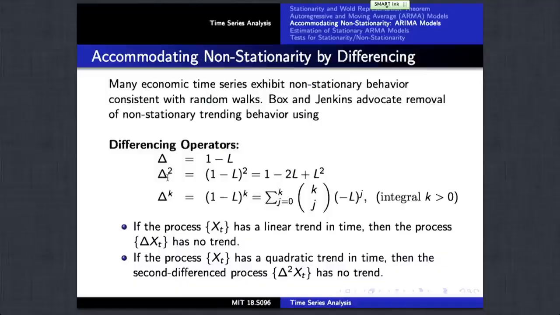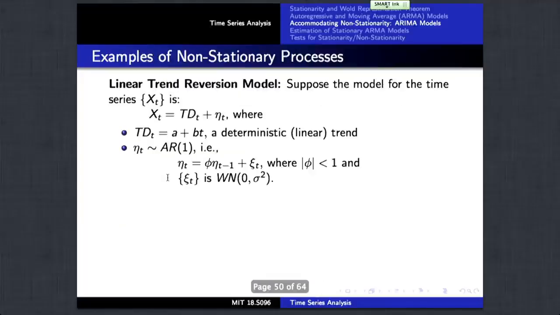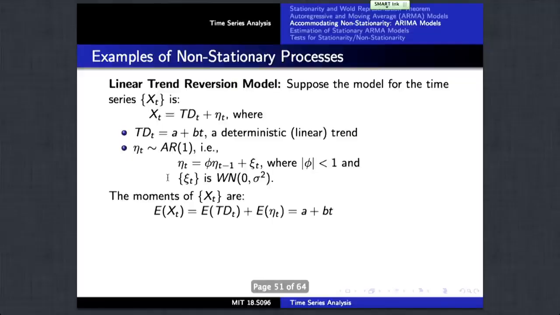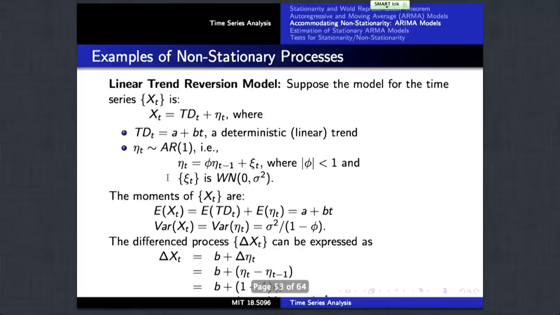Sometimes if you have a real series and you look at the first differences, it can still appear to be growing over time, in which case sometimes the second difference will result in a process with no trend. So these are sort of convenient techniques to render the series stationary. And let's see, there are examples here of linear trend reversion models, which are rendered covariance stationary under first differencing.